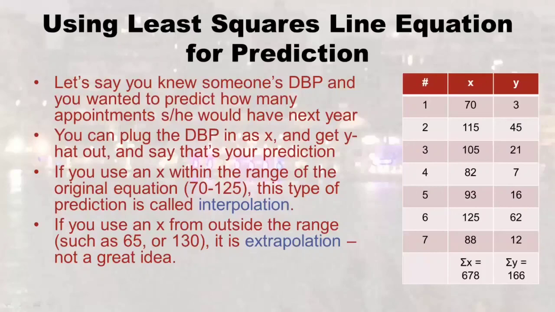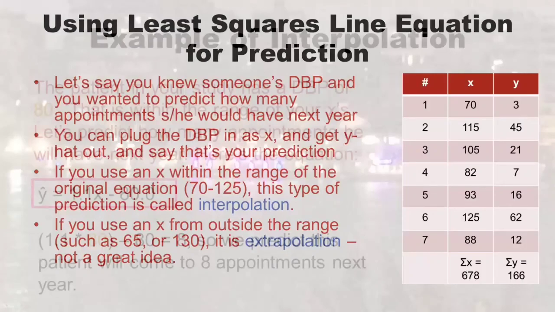If you use an x within the range of the original equation, as you can see, I put the x's up here. And the range of the original equation was like 70 to 125, right? Those were the areas covered by x, right? If you pick an x somewhere in there, this type of prediction is called interpolation, and people feel pretty good about it. But if you use an x from outside the range, like one that's really smaller, like 65, or one that's bigger, like 130, then it's called extrapolation. And then it's not such a good idea because you don't know if it's really going to work, right?